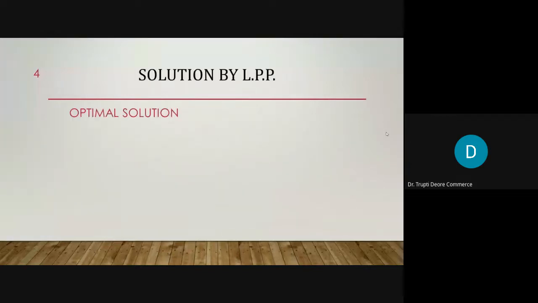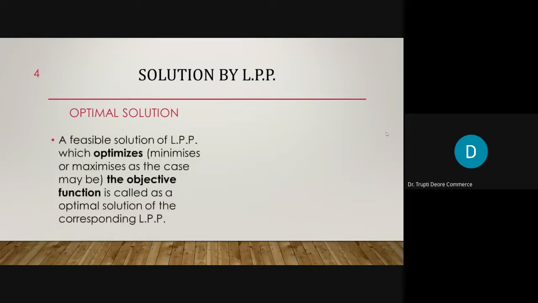Next one I have third type, it's an optimal solution. Most of the cases में optimal solution विचारता. So optimal solution, it means a feasible solution of LPP which optimizes, or optimize म्हणजे काय? When we form the LPP, we define a Z. Right? Z is the main objective or goal of the LPP. So either we maximize the Z or minimize the Z.